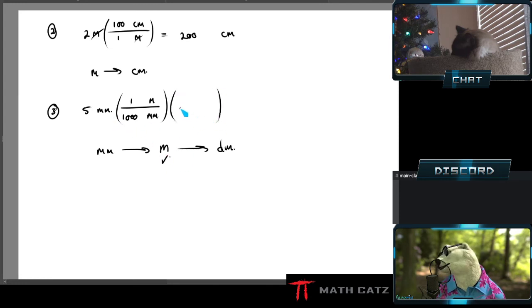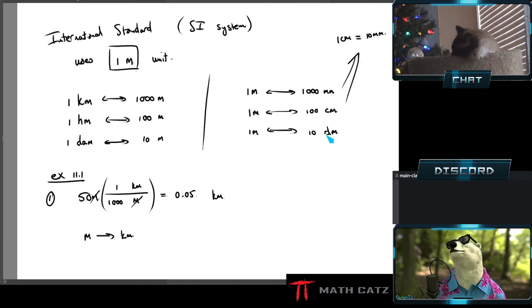Then I can go down to decimeters, again, because of what I have in my table. I want meters to decimeters. Meters will have to cancel with this one, like millimeters canceled here. Decimeters over there. 1 meter, 10 decimeters. Look it up if you're not familiar with decimeters. We don't use decimeters very often.